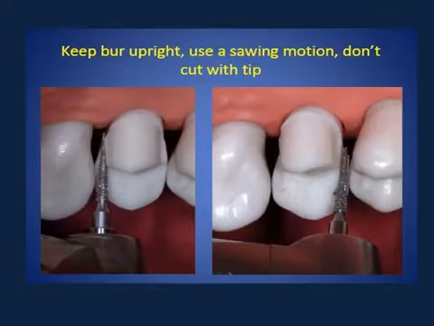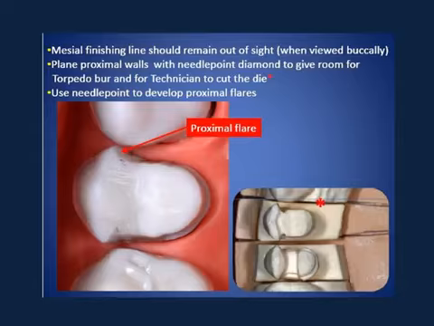And keep the burr upright using a sewing motion to open the contact, and be careful, don't cut with the tip of the burr. You should be careful that the mesial finishing line should remain out of sight when viewed buccally, and we should develop a proximal flare, as I pointed out in this picture.